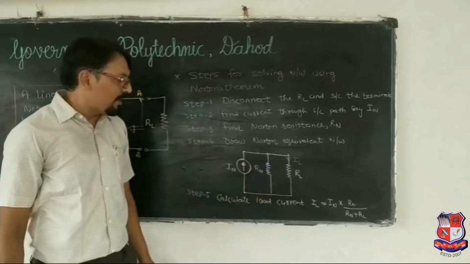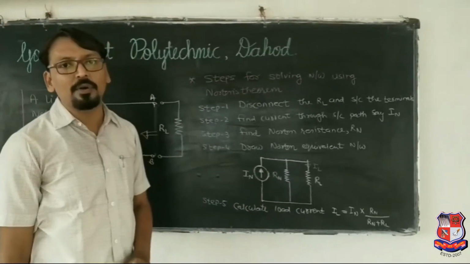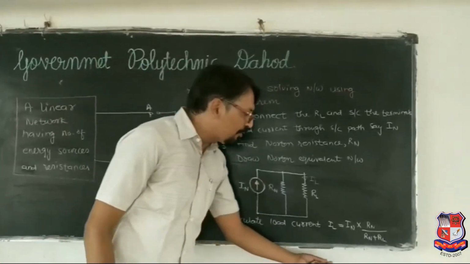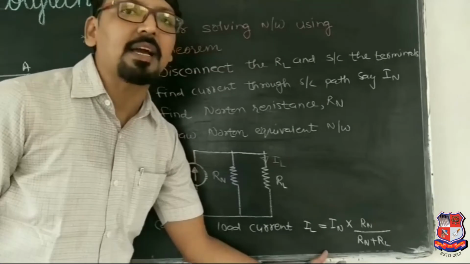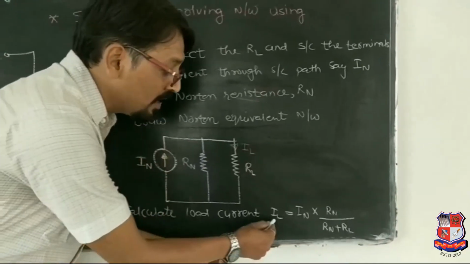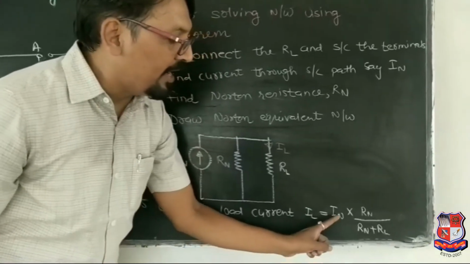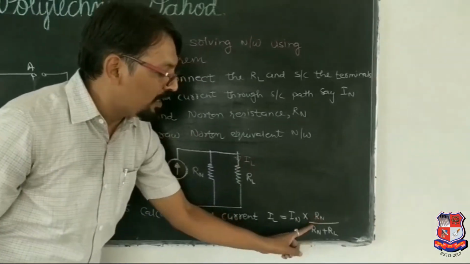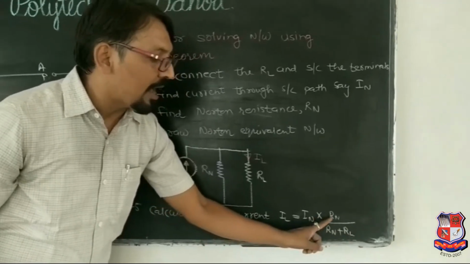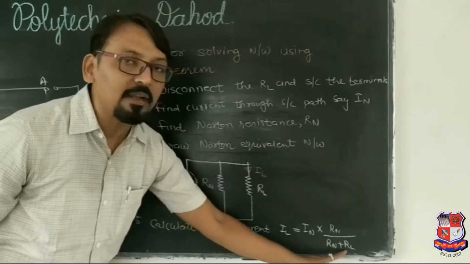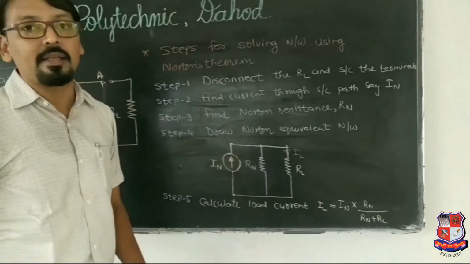After that, we have to find the current through the load resistance RL. How to calculate it? For that we use the current division formula. The load current IL is calculated using the formula IN multiplied by RN, whole divided by RN plus RL, where IN is the Norton current, RN the Norton resistance and RL the load resistance. Using this formula we can calculate the current IL.